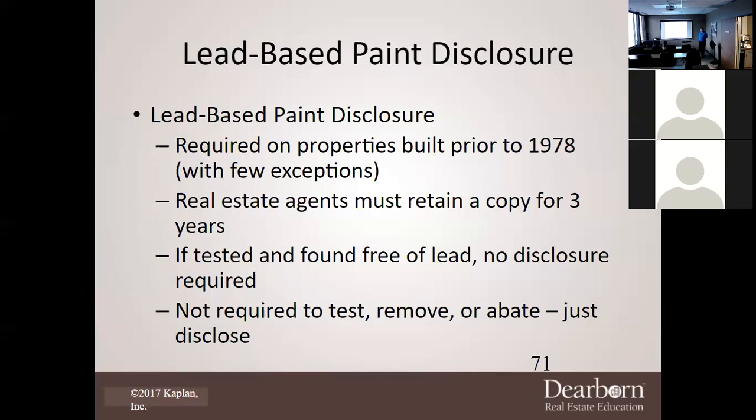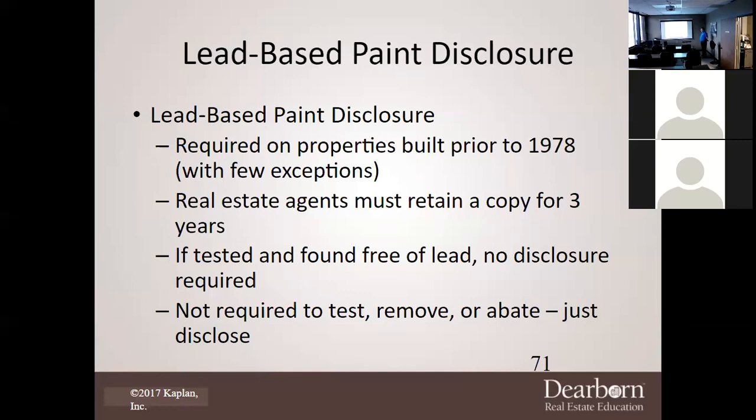Prior to 1978? Do you think it hurts to throw that form in there just in case? No, it's always better to give more than not enough. Okay. Now, real estate agents must retain a copy for how long? 3 years.